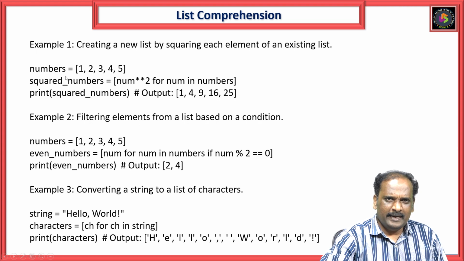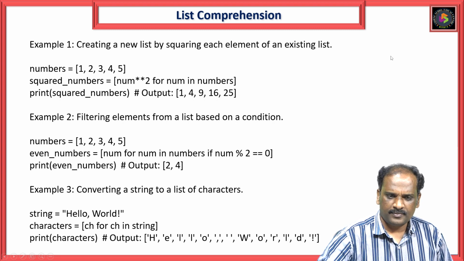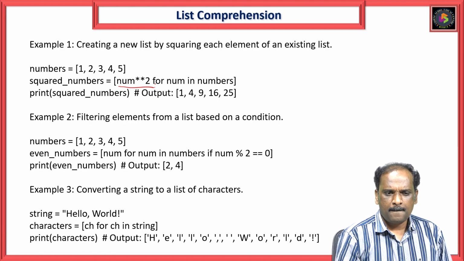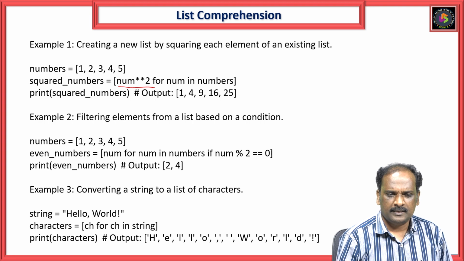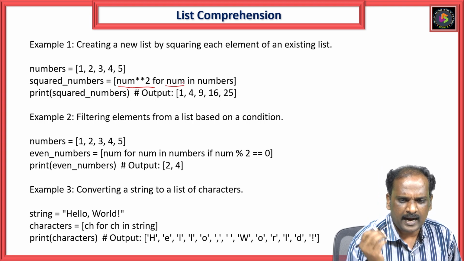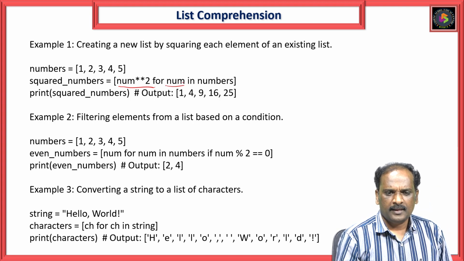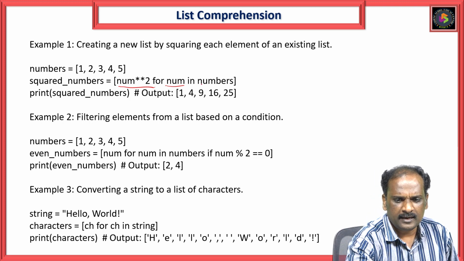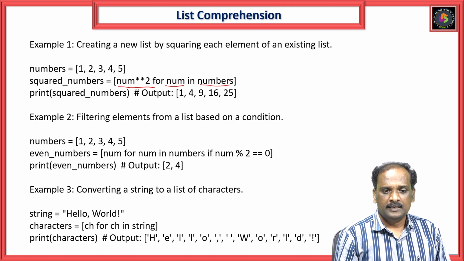Now I want to create a new list from the existing list. Which is the existing list? The existing list is numbers. So I want to create a new list, square numbers, equal to. This is the expression: number to the power of 2, using the exponential operator. This is the for loop. This is the item. What is the item? Item will contain each element of the list or iterable numbers.